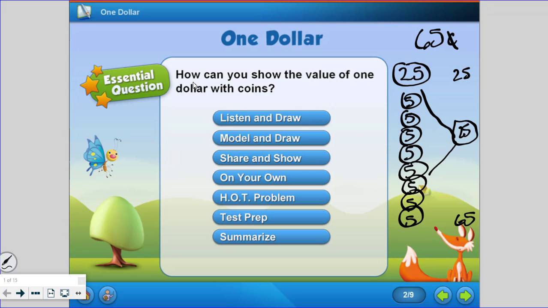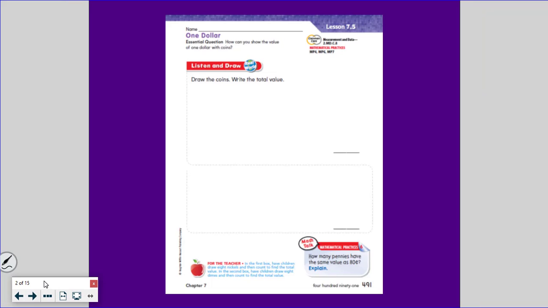So our essential question today says, how can you show the value of $1 with coins? So that's what we'll be working through. We're going to show how we can find the value, show the value of $1 with coins. So let's go to the next page. And on this page it says, draw the coins, write the total value.